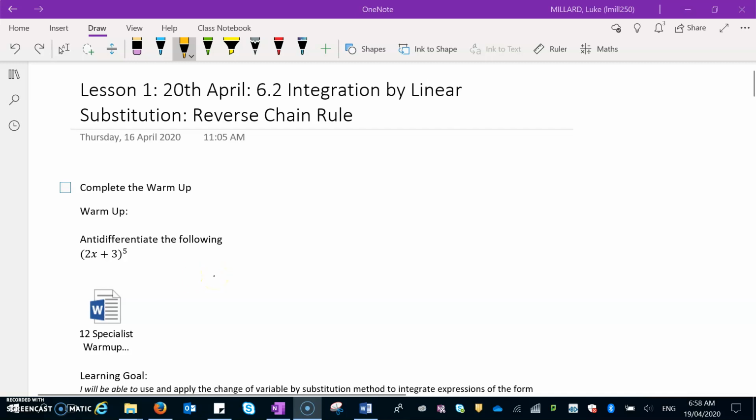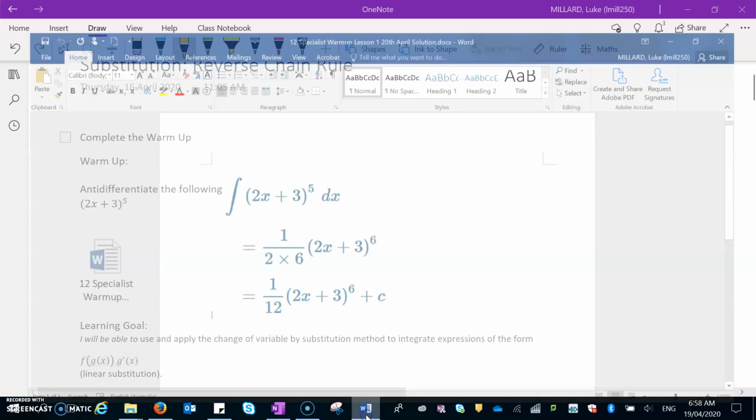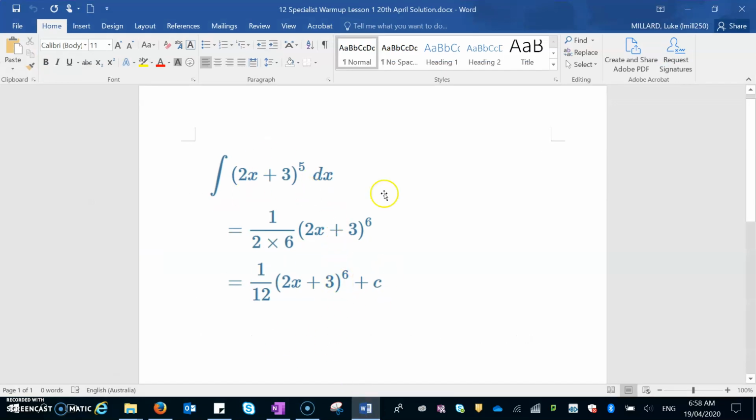Welcome to our first online lesson today, which will be a good kickstart and refresher on integration. So we're going to look at integration by linear substitution today. But before you get into the video, hopefully you've completed the warm-up. Also, I have a Word document attached with the solution, which you'll see here. But how this solution is achieved is really by recognition.